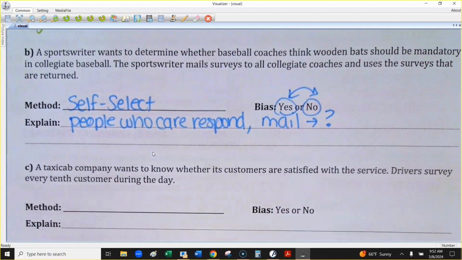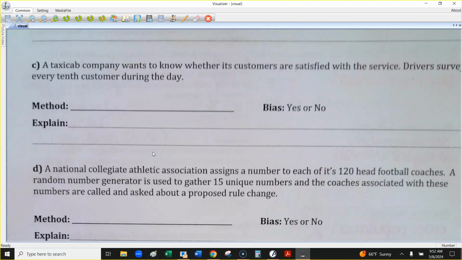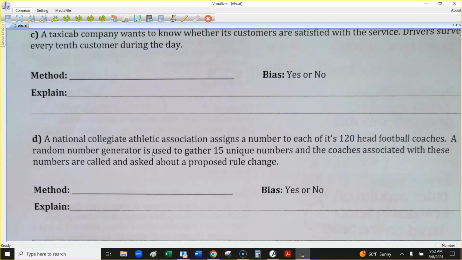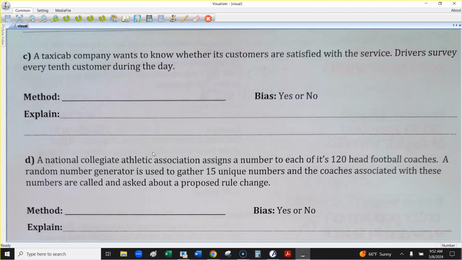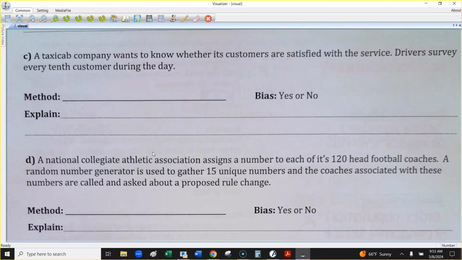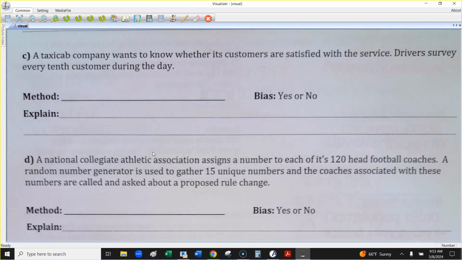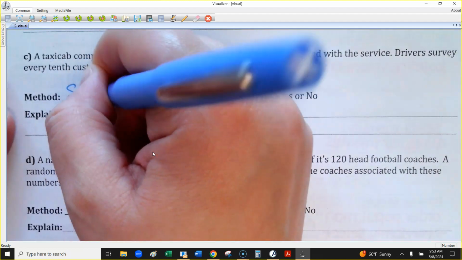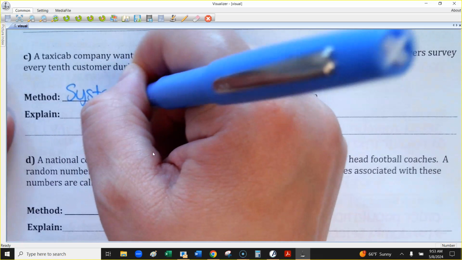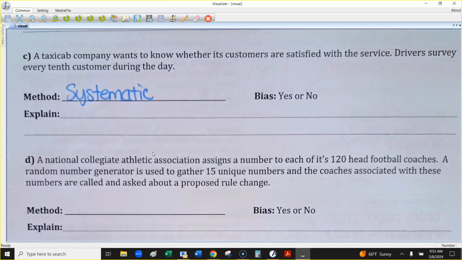What about this one? This one says a taxi company wants to know whether its customers are satisfied with the service. Drivers survey every 10th customer during the day. What method am I using here? Yes, ma'am, systematic. Every 10th person. Okay, decent, or do we have a bias here that you can think about?